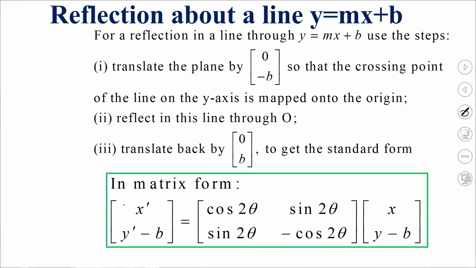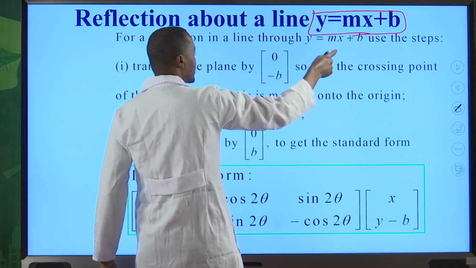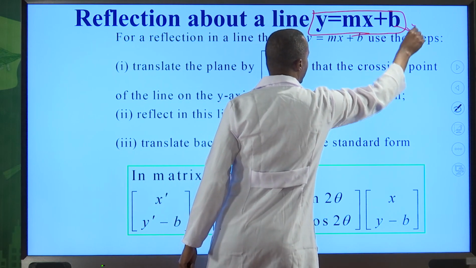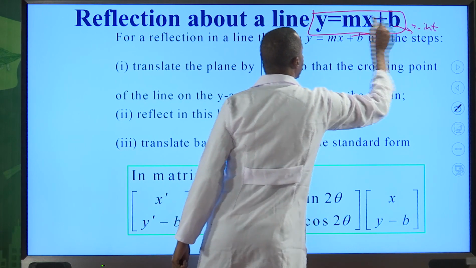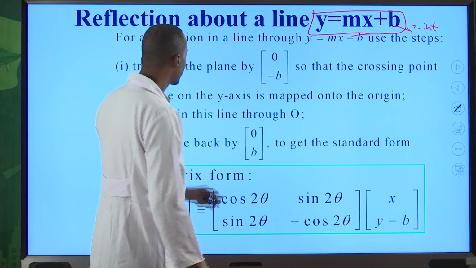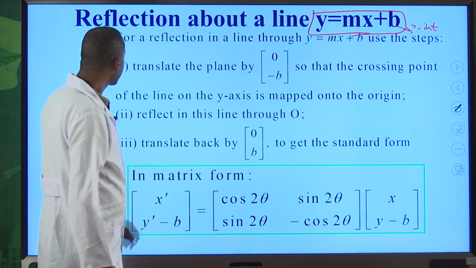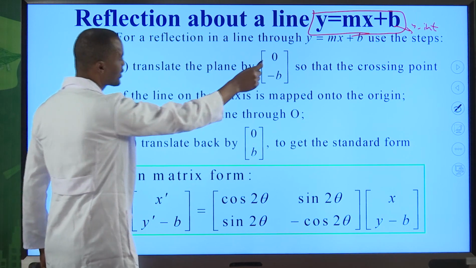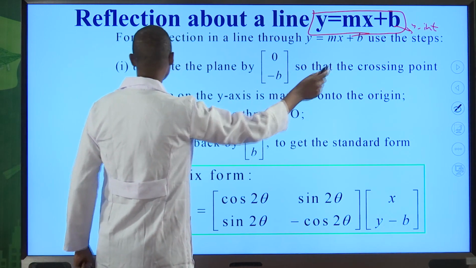So now, if our line equation doesn't pass through the origin, but rather has some sort of y-intercept, this is the y equals mx plus b form. The only thing we need to do for a reflection in a line y equals mx plus b is to use these steps.